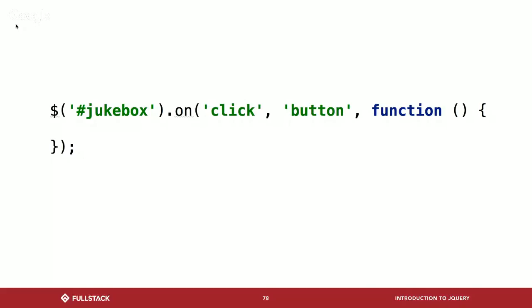If you put in a selector, I'm not going to run this function unless the thing that was clicked on within the jukebox matches that selector. So whether that button was there at the time that this was called, or whether the button comes in later on, this code is still going to work. This is more efficient, I think, right? It probably is more efficient. Yeah, I would say it's got fewer event listeners.